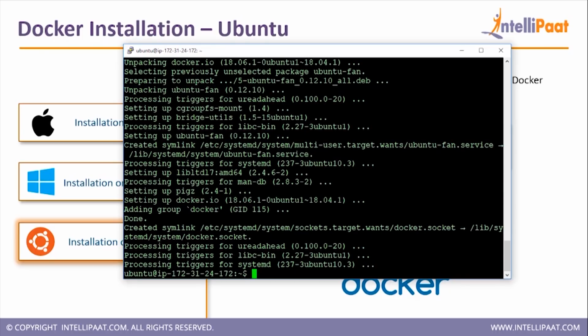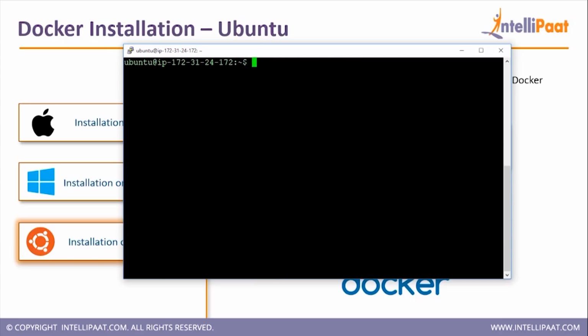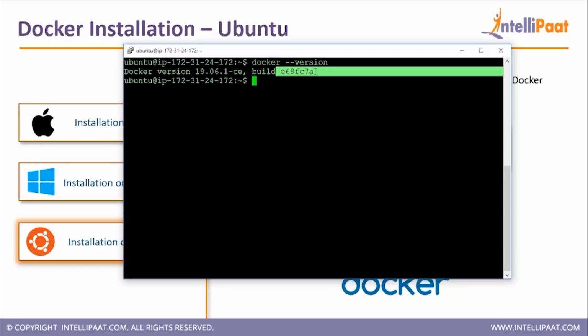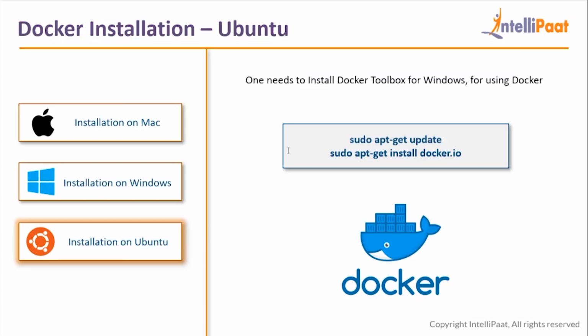All right, so Docker is installed now, and all we have to do now is check the version. So it's docker --version, and as you can see, the Docker version is 18.06.1 CE, and the build is this. So this basically confirms that Docker has been installed on our system. So I've successfully installed Docker. Now let's go ahead and see what is in store for us on our next slide.